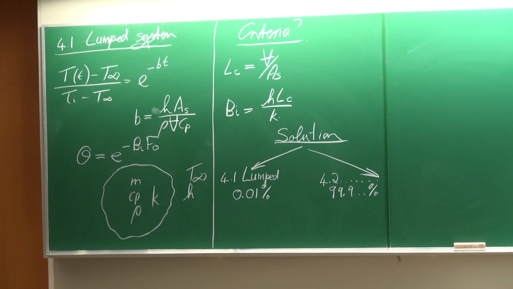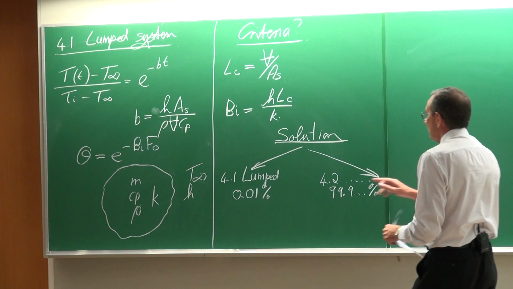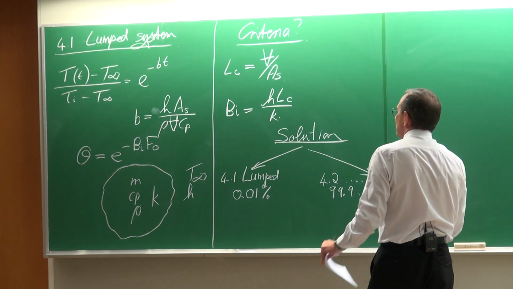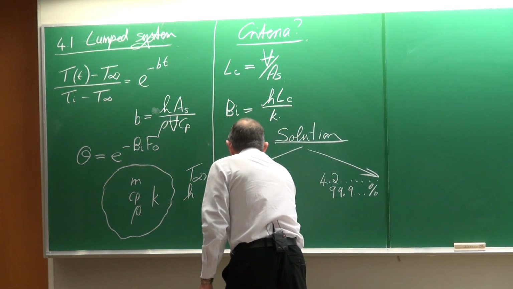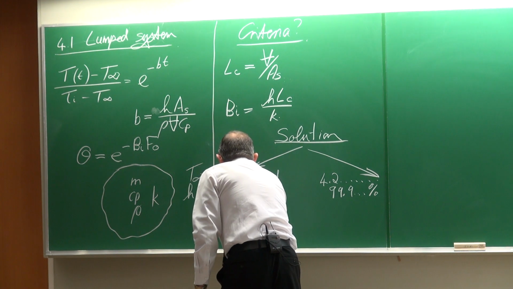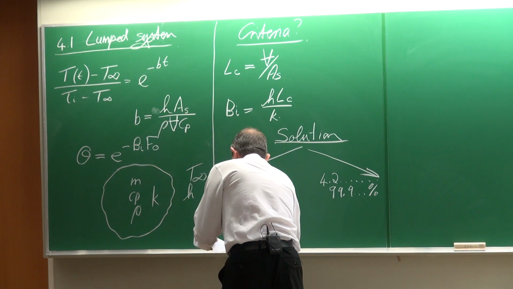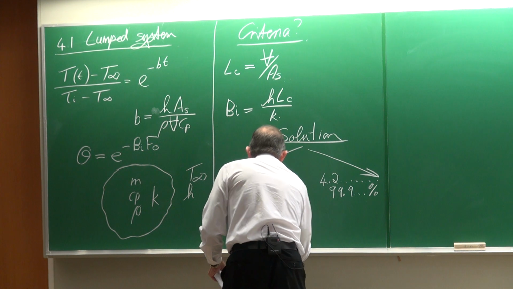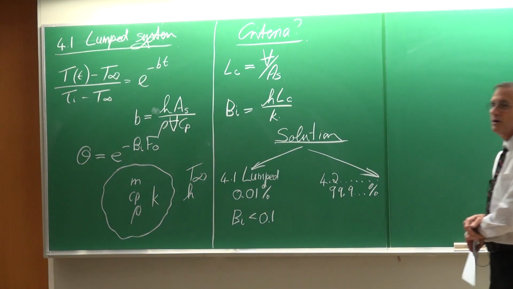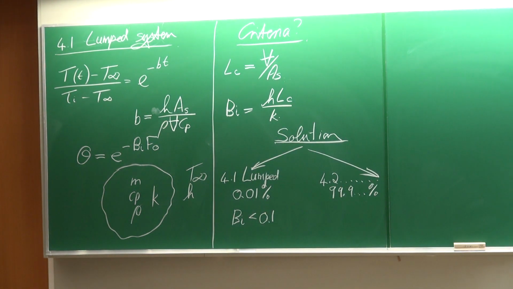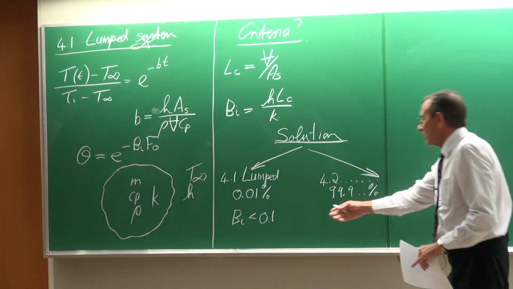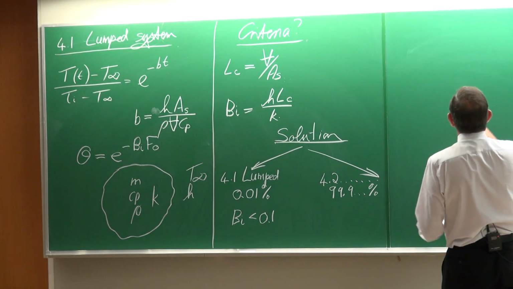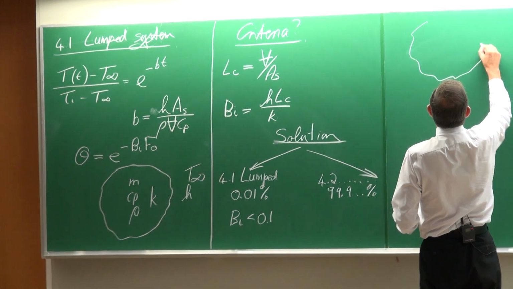So the question now is, well, okay, if that is the case, is it totally useless? Not quite. There are still many cases that can be solved with a lumped system approach. And for the lumped system approach to be valid, the Biot number must be smaller than 0.1. The Biot number must be smaller than 0.1. Why? What is the reason for that?